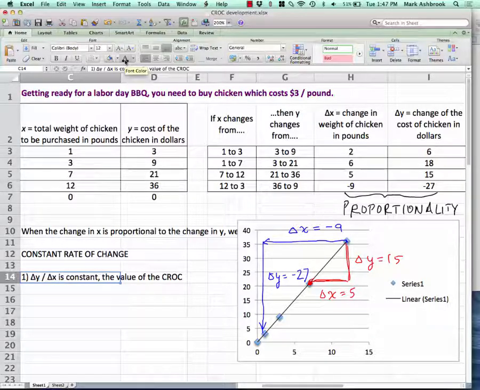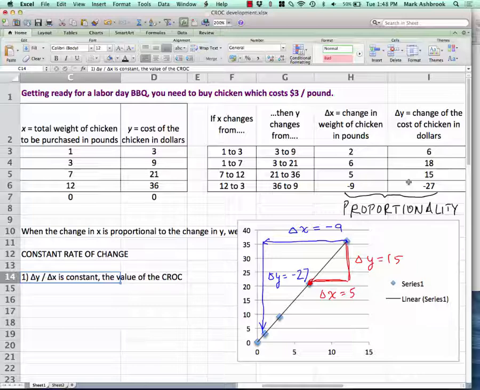The change in y to the change in x. If we have proportionality of two quantities, then those two quantities maintain a constant ratio. And so we have proportionality of the changes. So delta y over delta x is a constant. And what is that constant here? 6 divided by 2, 18 divided by 6, 15 divided by 5. You get 3 in this case. And that's our constant rate of change, $3 per pound. So that ratio of delta y to delta x stays constant, and that number is the value of the constant rate.